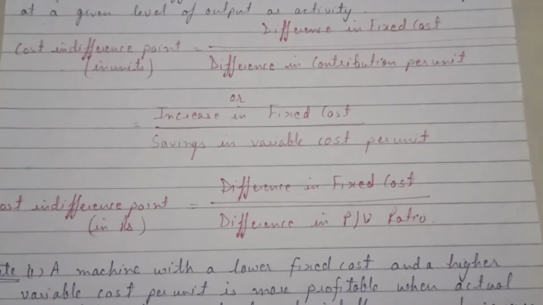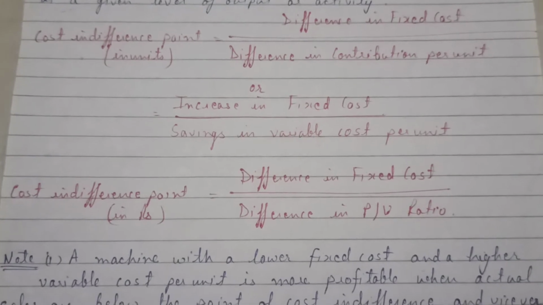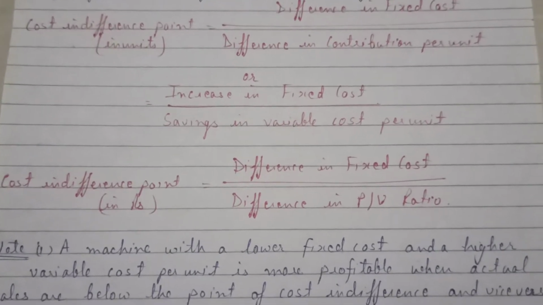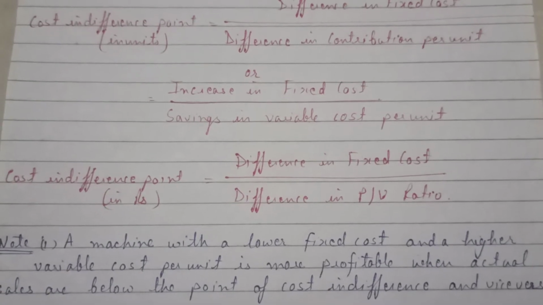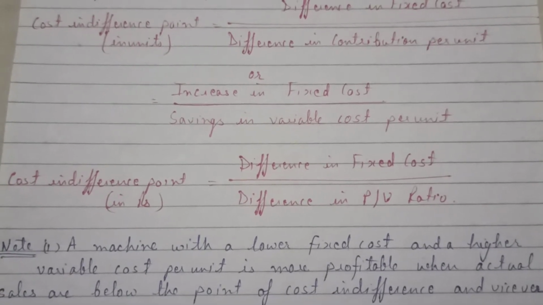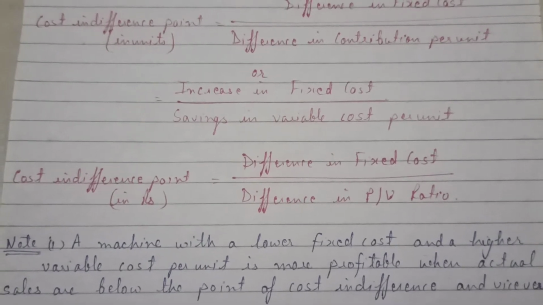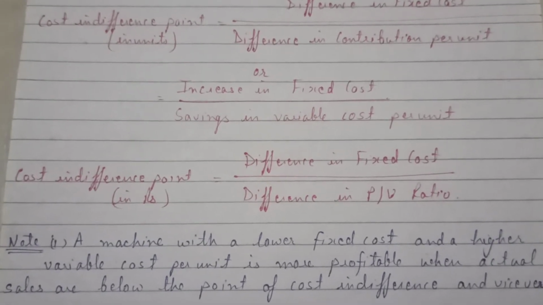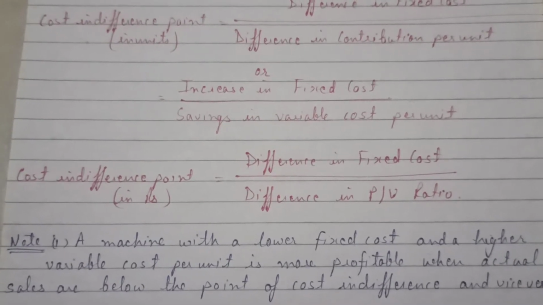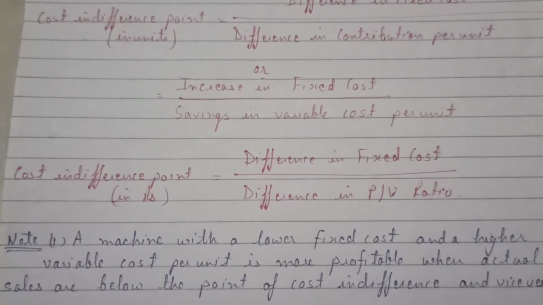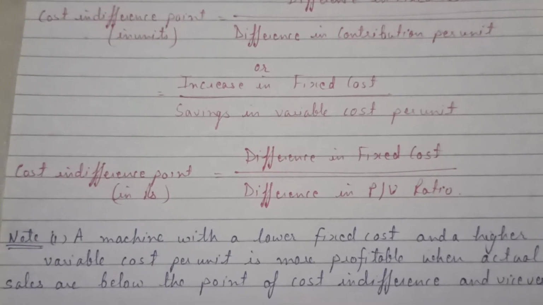Now if you want to find out the cost indifference point in rupees, then the formula will be difference in fixed cost over difference in PV ratio. In this scenario, you have to calculate the PV ratio for both the alternatives, and then find the difference between the two. The difference in fixed cost will be divided by the difference in PV ratio, and you will get the answer in rupees for the cost indifference point.